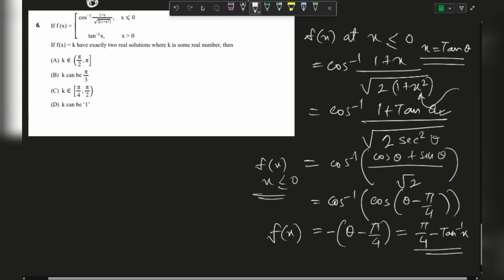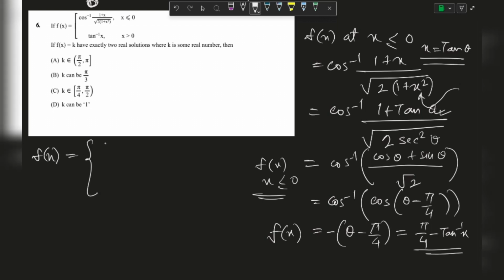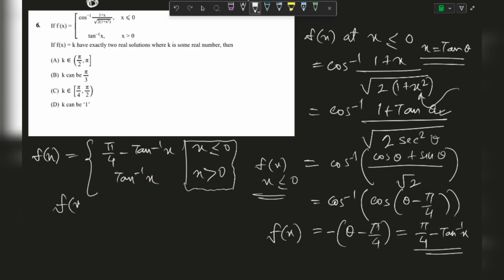So I will define the function once again freshly. This is f of x, and it is equal to pi by 4 minus tan inverse x when x is less than or equal to 0, and it is tan inverse x when x is greater than 0. So now it is pretty obvious we have to find f of x equal to k, and it is said that this will have exactly two real solutions.